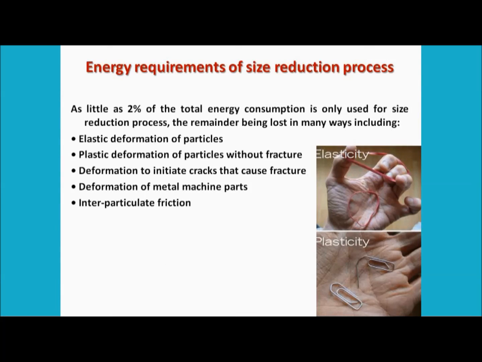Moreover, interparticulate friction: here also most of the energy gets lost during size reduction. Moreover, friction between the drug particle or substance particle and the machine wall also loses some of the energy, and mostly the energy gets lost in the form of heat, sound or vibration. Thus, of the overall energy which we apply in the process of size reduction, only 2% is utilized; all the rest are phenomena where the energy is wasted.